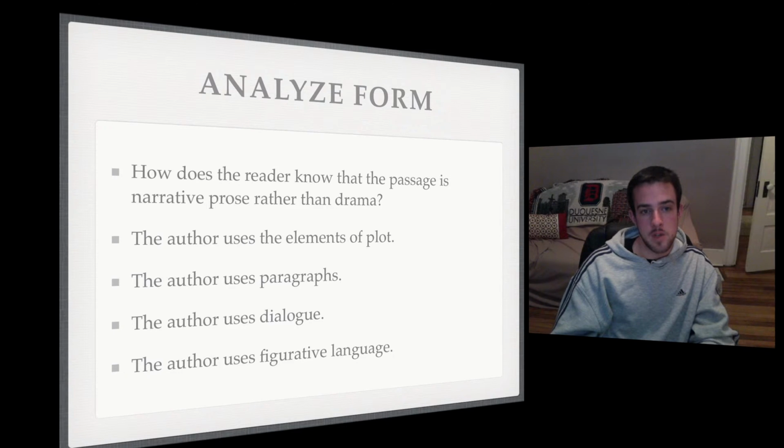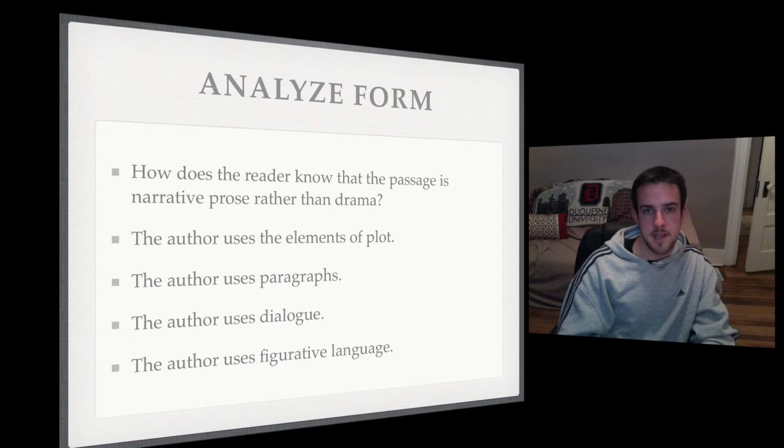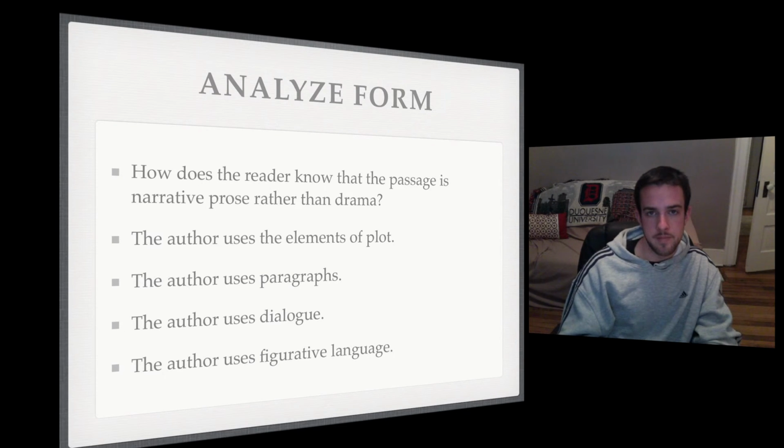Analyze form. In this question, how does the reader know that the passage is narrative prose rather than drama? In these ones, you have to know the difference. Remember, a narrative tells a story. Persuasive argues a certain side. Drama is designed to make you feel something, to make you feel anxious or happy or sad. It's a fictional story that takes you places. So this one is saying that the passage is narrative prose. It means the author is telling a story. So you have to go through and say, well, which one of these elements fits telling a story better than a drama, which is designed to make you feel something.